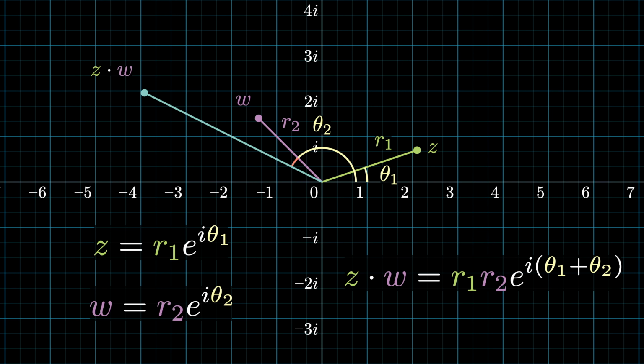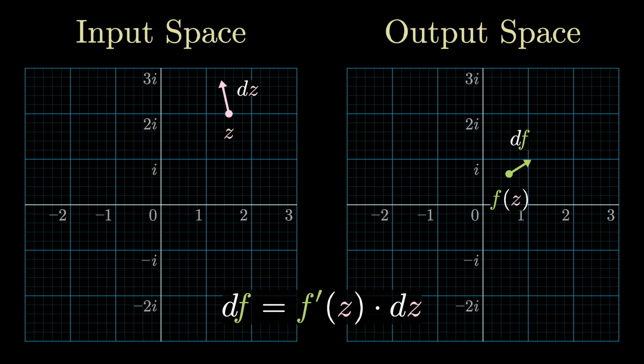So z's effect on w is to multiply w's magnitude by z's magnitude, or scale w, and add z's angle to w's angle, or rotate w. In other words, we can describe complex multiplication as a transformation that scales and rotates complex numbers. So back to the derivative. In this example, we can see df is some result of scaling and rotating dz. In other words, df is the result of multiplying dz by some complex number f prime of z.